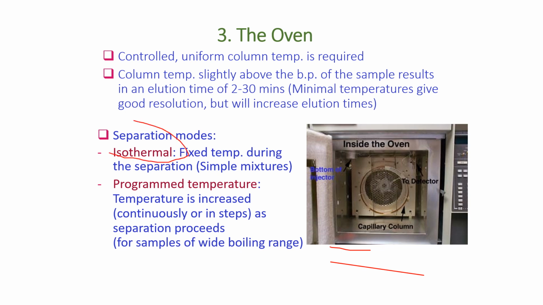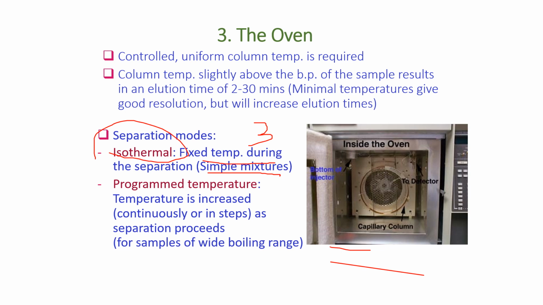Isothermal means that the temperature is fixed throughout the separation, and this is applicable for simple mixtures. But you have to define what simple mixtures are. The rule of thumb is that anything containing 3 analytes and lower is called a simple mixture. If the analytes are in a simple sample, such as drinking water or beverages, it can be identified as a simple mixture.